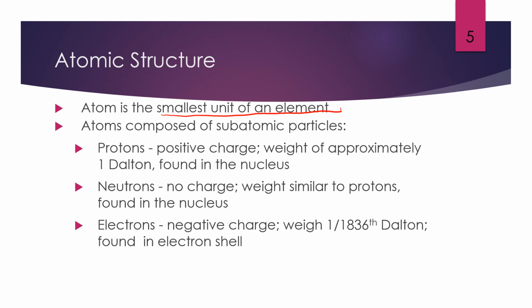All atoms have subatomic particles, which are inside of one atom. So there are smaller components that make up the structure of an atom. And there are three of them that we're going to talk about: protons, neutrons, and electrons. Protons have a positive charge. They have a weight called 1 Dalton. That's after a scientist named Dalton.